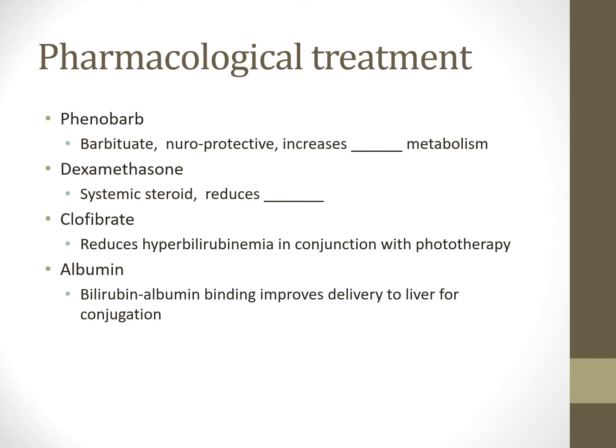All right, pharmacological treatment. So this is another option we already talked about, phenobarb. This is a barbiturate. Hopefully you remember that from back in advanced pharmacology class. This one's neuroprotective. So do you see advantage in using this? I hope you do. And this one increases the liver metabolism, which would then increase conjugation, which would then decrease the bilirubin levels. Hey, what do you know?